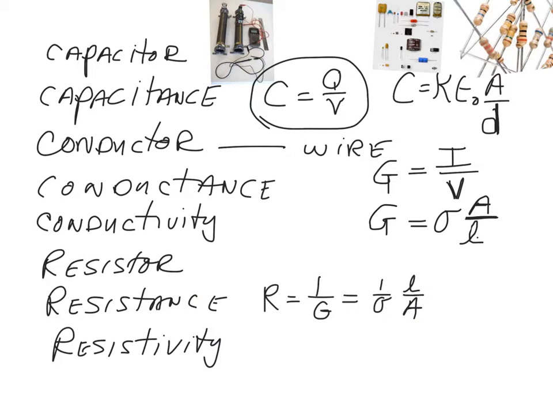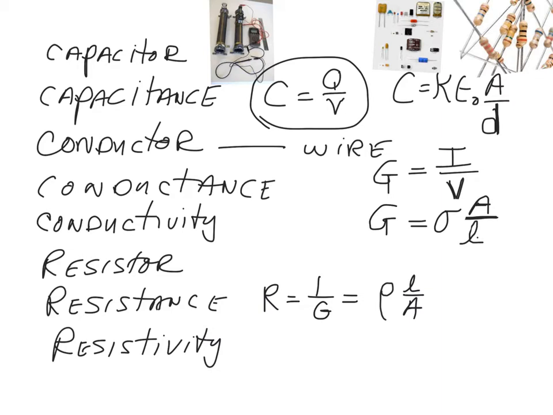And 1 over the conductance is actually what we call the resistivity. So we don't use 1 over the conductance. We have a number or a quantity for the property of the wire that makes it a better or worse conductor. Like copper is a good conductor. And so the symbol for resistivity is rho, the same symbol we use for density, lowercase rho.